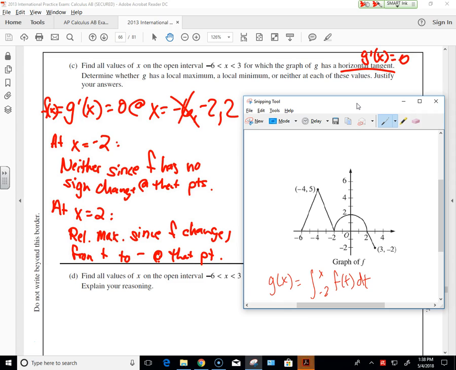Okay? So how about letter D where it suddenly says points of inflection? Points of inflection, it's a forever card, right?